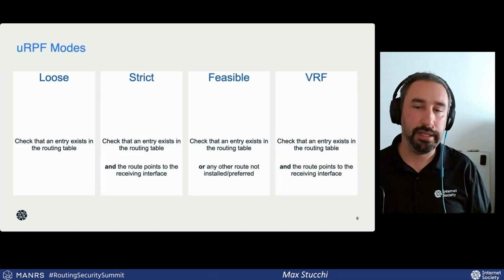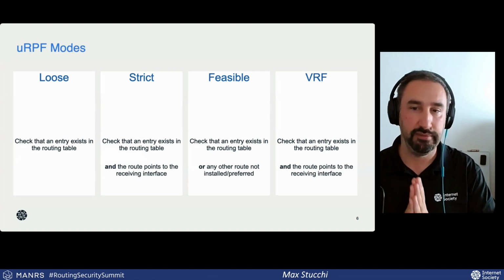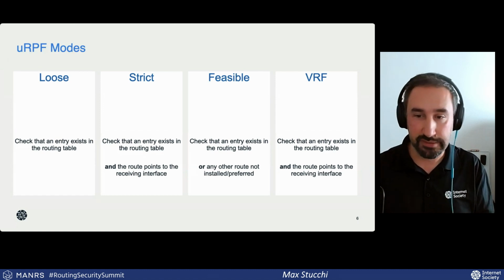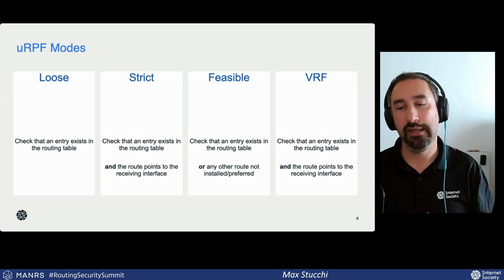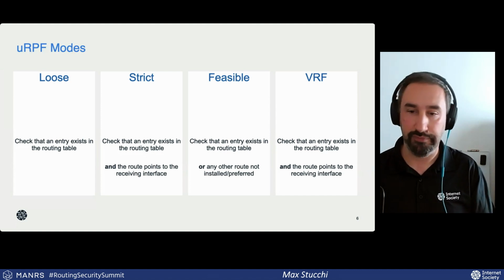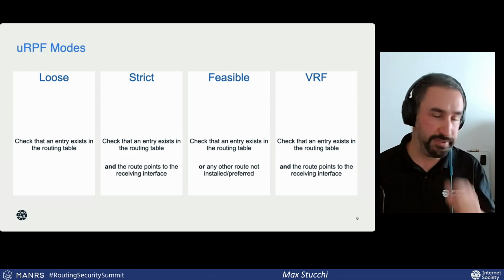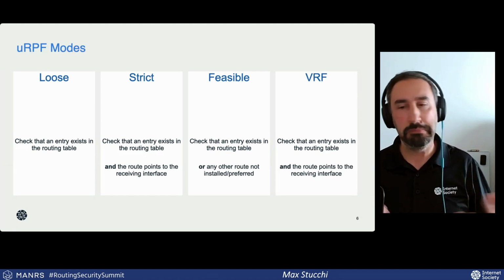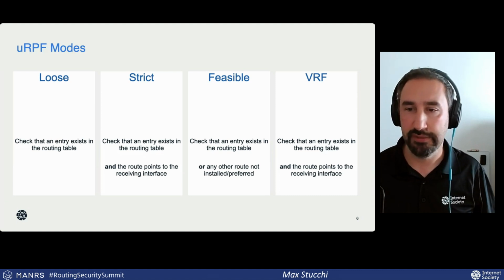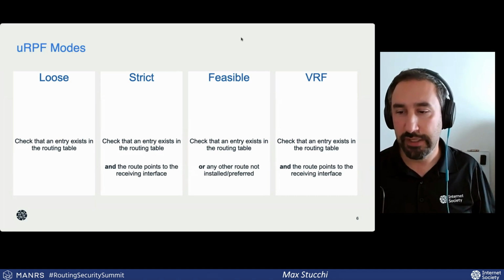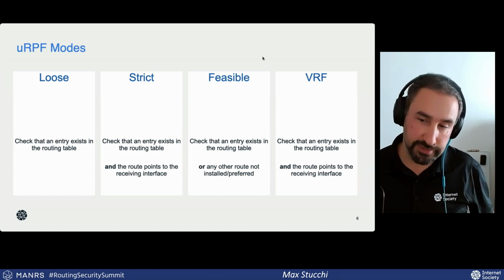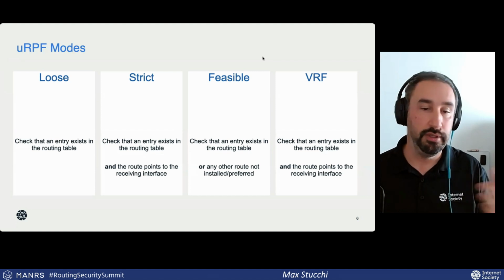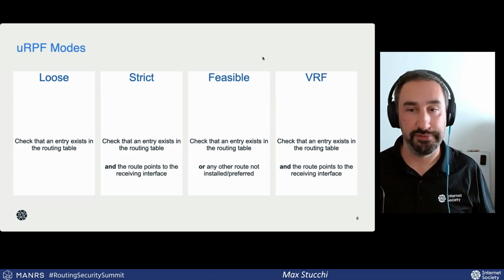Strict is what's recommended, but there is also feasible path RPF. Just to mention it, you check that an entry exists in the routing table or any other route, not installed or not preferred. So it's something that says, if you know of a way to reach that network, let's just route those packets. And then there is VRF, where you check that an entry exists in the routing table and the route points to the receiving interface. It's similar to strict mode, but it's based on VRFs.